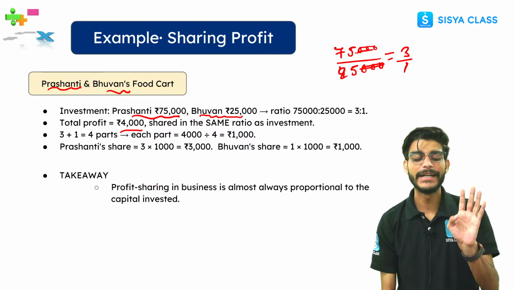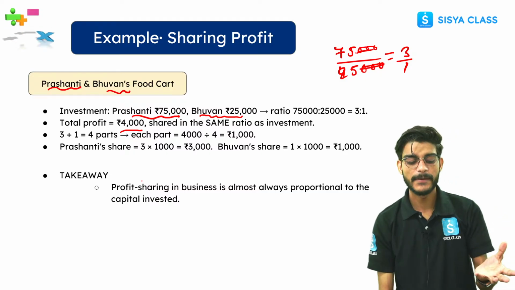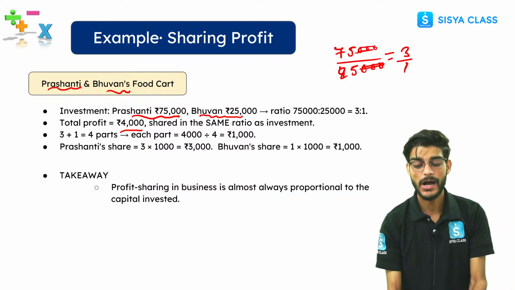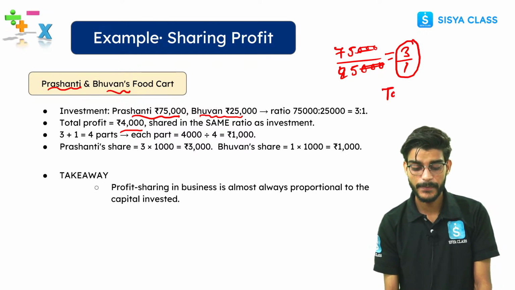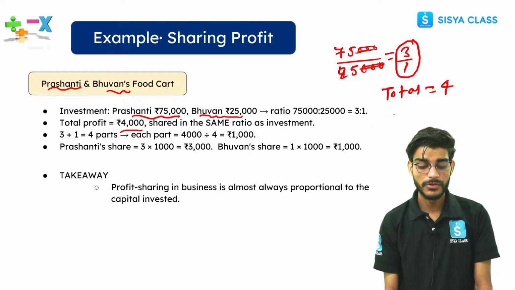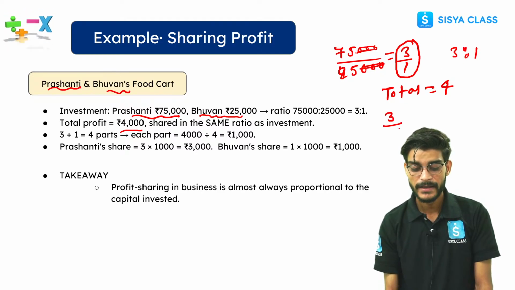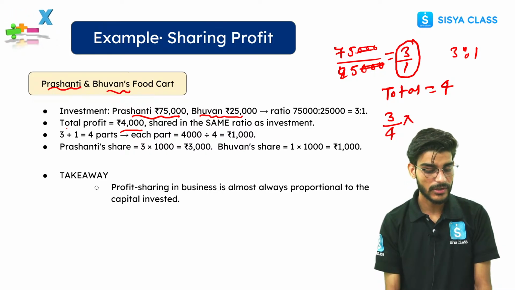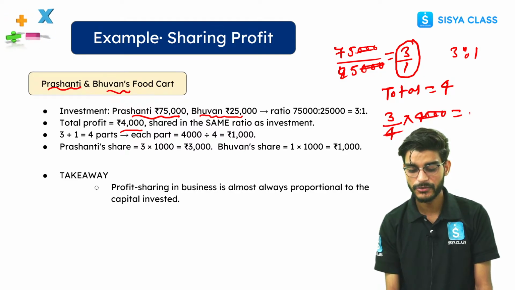So you have to split that profit in such a way that you give some profit to Prashanti as well as to Bhuvan. So how will you do it? Since we split it as 3:1, total parts equals 3 plus 1, that is 4. So what I told you, how will you do it? 3 upon 4, the ratio we had as 3:1. So 3 upon 4 into the total profit. Profit is 4,000, sir. So we divide 4,000 by 4, that is 1,000, into 3. 3,000. That simple.